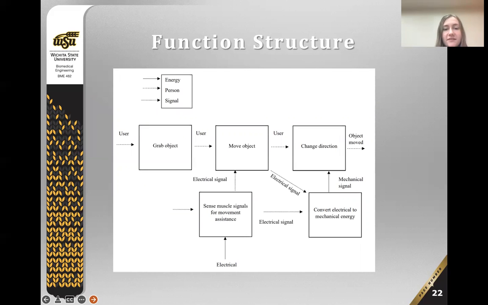The functions of this device are shown in the function structure. The person reaches for the object when they want to pick it up and grab it. The person then attempts to move the object. Once the person grabs the object, the device measures muscle activity from the signals. The device then converts the electrical energy to mechanical energy, and the object moves according to the muscle signals received. The potential energy is now kinetic energy, and the person then changes direction with assistance from the device.